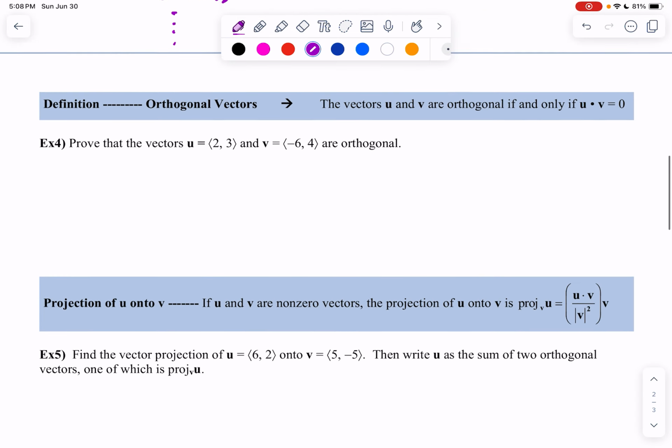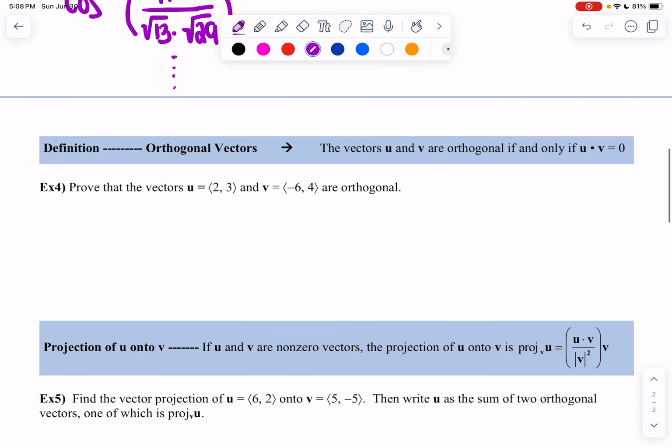Okay. From there, I would talk about orthogonal vectors. So what does it mean if two vectors are orthogonal? Well, this is what it means. It says u and v are orthogonal if and only if the dot product of u and v is equal to 0. So basically you're doing the same thing, but using that special term of what it means to be orthogonal.